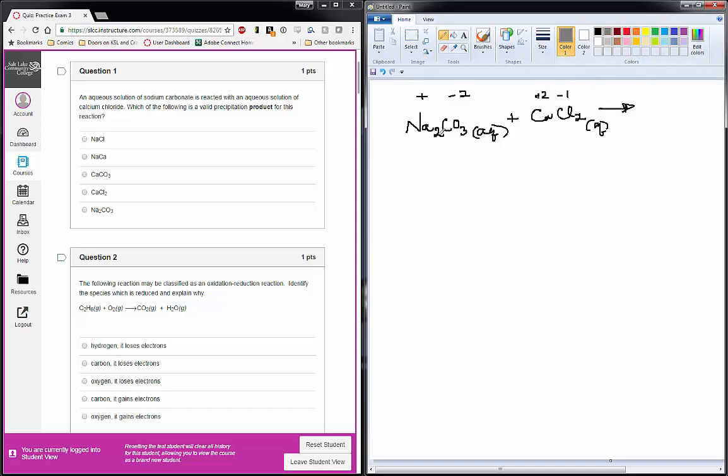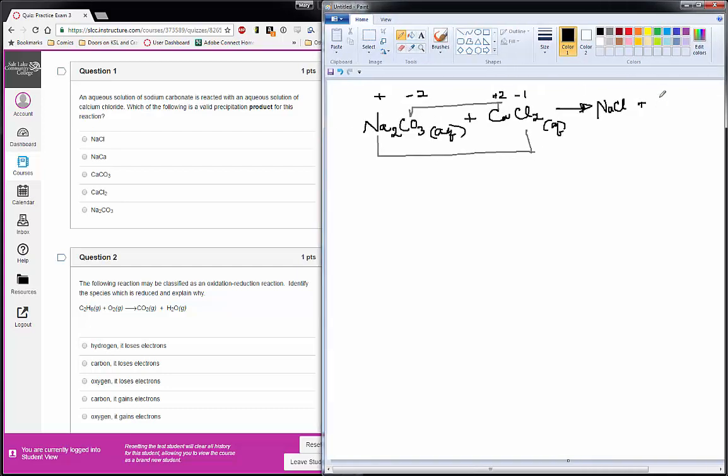And remember, these are ionic compounds, but the cations always react with the anions, and vice versa. So you always get the outside ions with the inside ions. So sodium with a 1+ with chlorine with a 1- is going to give me sodium chloride. And calcium with a 2+ and carbonate with a 2-. That's really nice. That's going to give me just calcium carbonate.